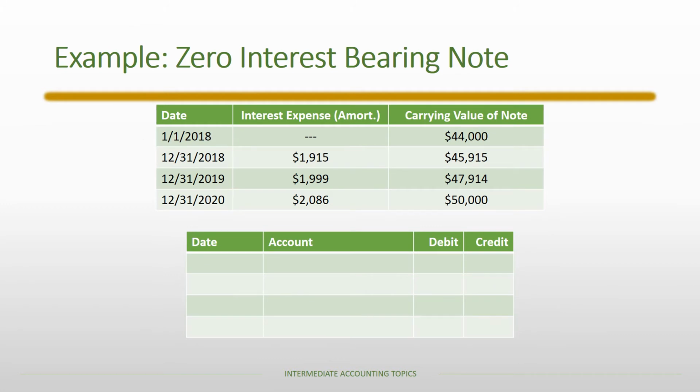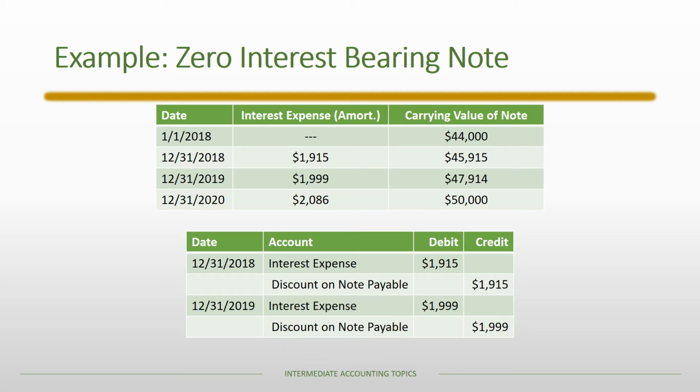Let's use the amortization table to start recording our entries for the interest expense at each fiscal year end. And again, this is the amortization of the discount. On 12/31/2018, we're going to amortize the discount on the note payable $1,915, which means we have an interest expense also of $1,915.